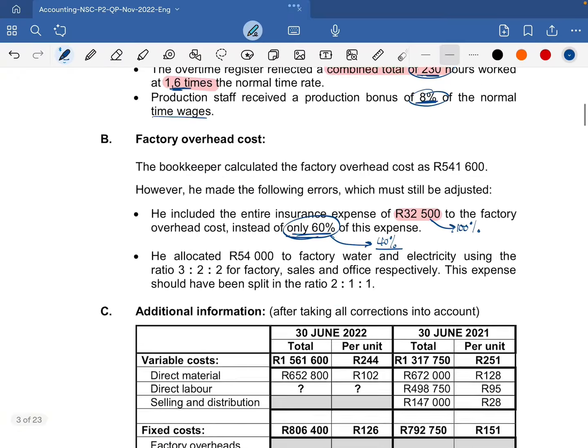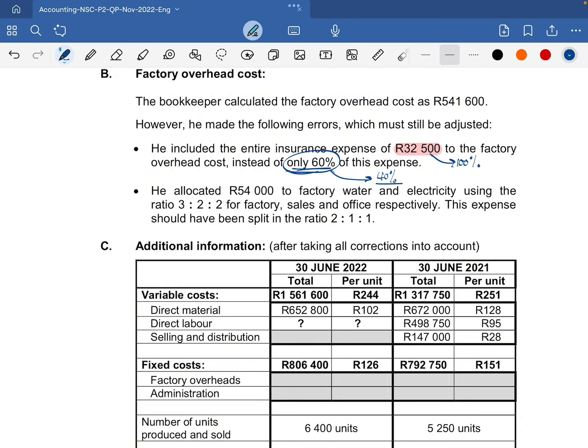Then quickly moving on to water and electricity, he allocated 54,000. That's the amount he allocated to water and electricity for the factory using the ratio 3:2:2 for factory, sales, and office respectively. Now this expense should have been split in the ratio 2:1:1. So we know that the 54,000 is this 3 because it is the amount that was allocated to the factory, right? But now we're not given the total cost to use so that we can split it using the correct ratio. So we need to first determine the total cost that was split using this ratio.